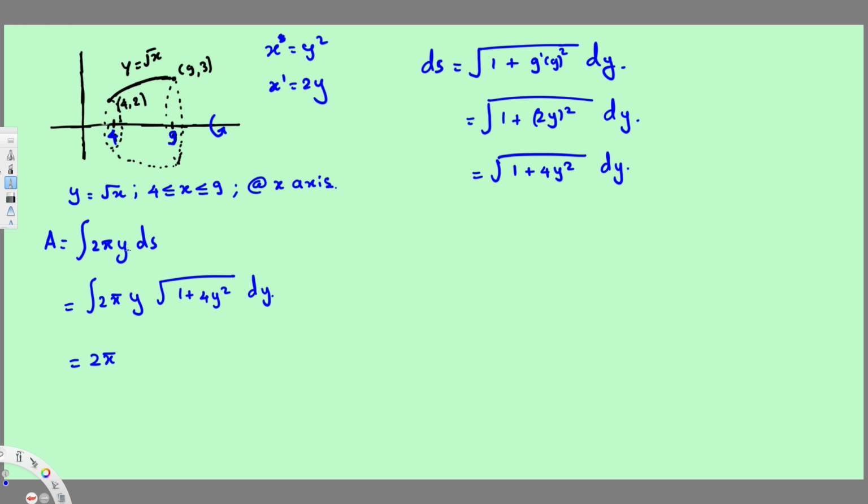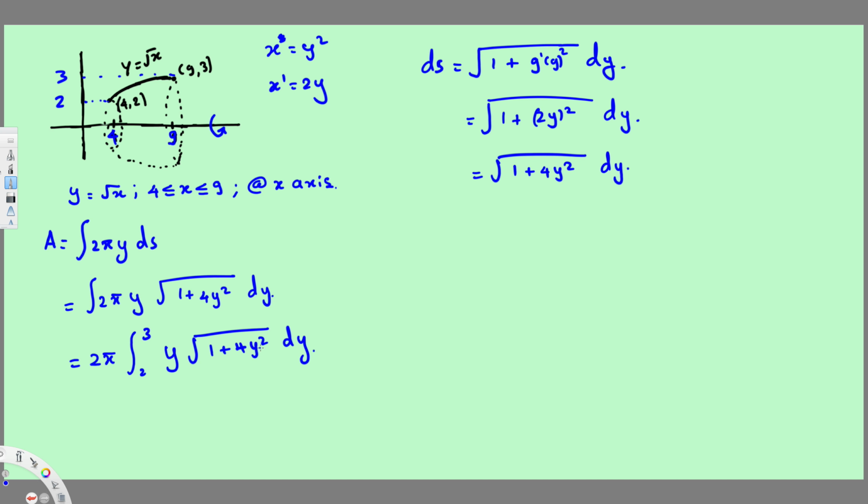When we write everything in terms of y, limits of integration also should be in terms of y right here, the y-axis. So if you notice, it's given x from 4 to 9. When x is equal to 9, y is 3. When x is equal to 4, y is 2. So it's going from 2 to 3. So that's going to be the limits of integration. So this is going from 2 to 3, and then we have y right here. We can keep it as it is, y, and then we have square root of 1 plus 4y squared dy.